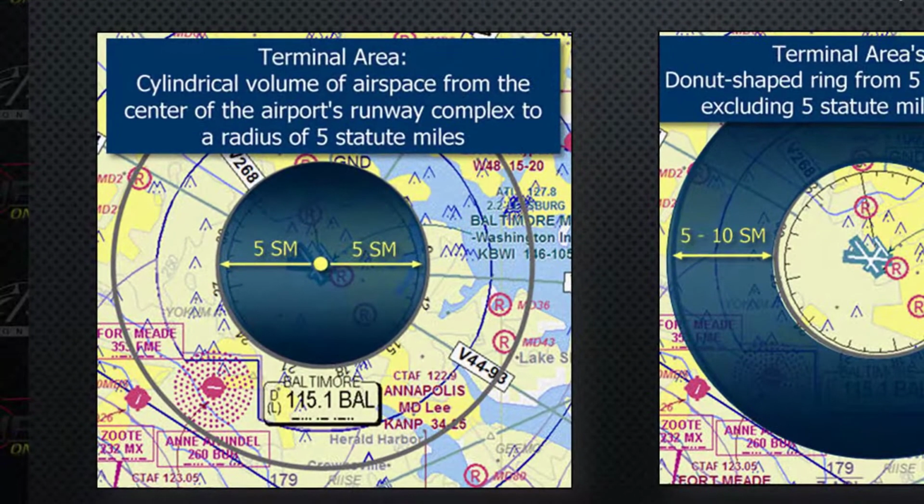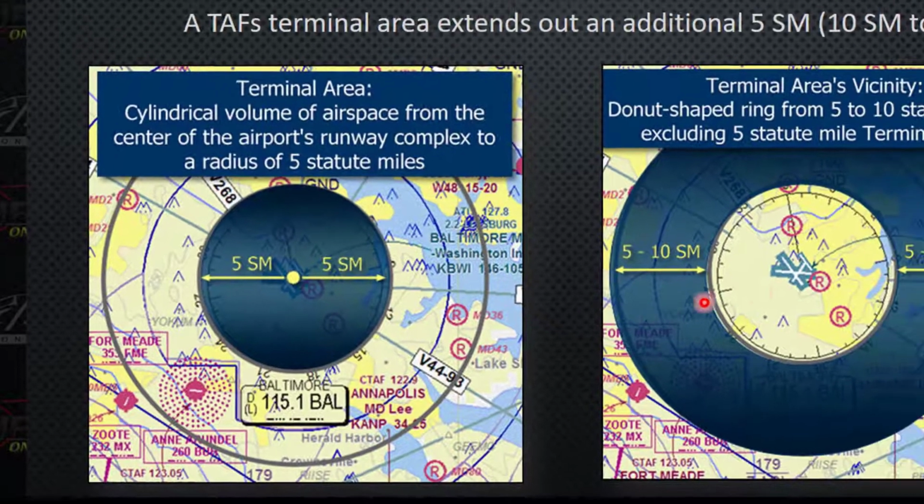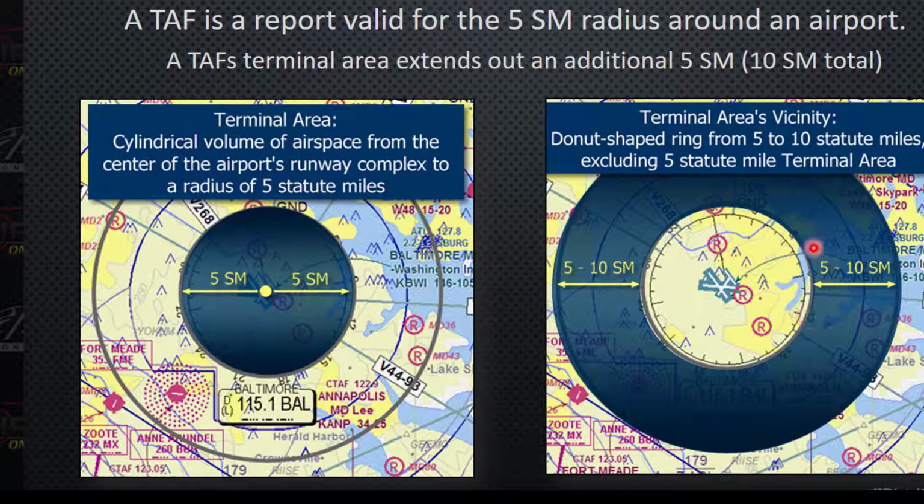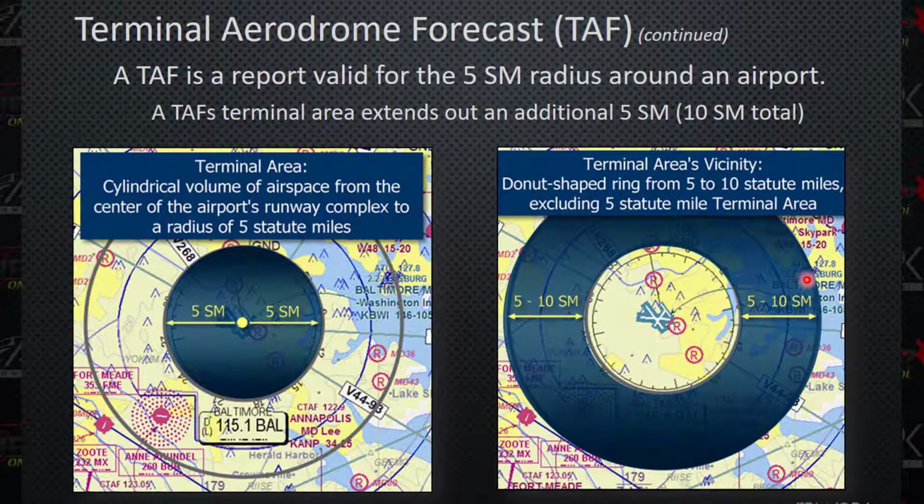Alright, we'll zoom in here and I'll show you a little bit of a graphic. So we got the airport right in here. The main meat of that forecast extends from the center of the airport out 5 statute miles. Anything outside of that, between 5 statute miles all the way out to 10 statute miles like it shows right in here, is going to be considered in the vicinity. So when you see something listed in a TAF that says in the vicinity, it is between that 5 and 10 statute miles. And nothing is forecast outside that 10 statute miles. So TAFs only go out 10 statute miles.